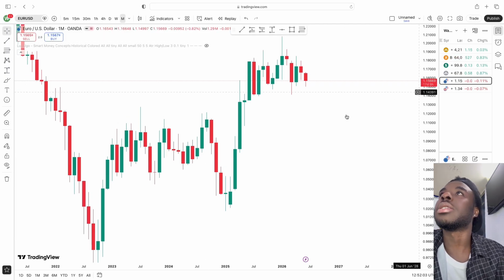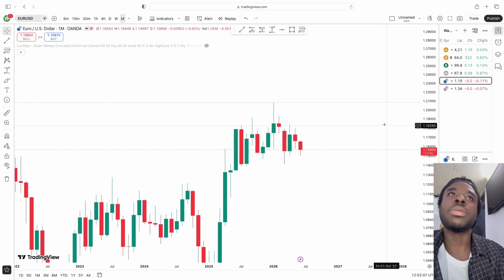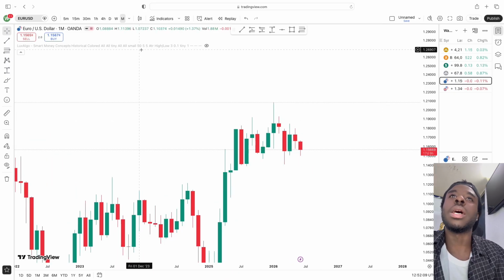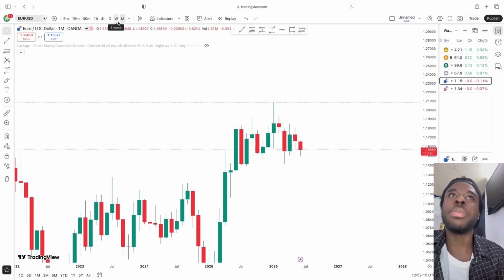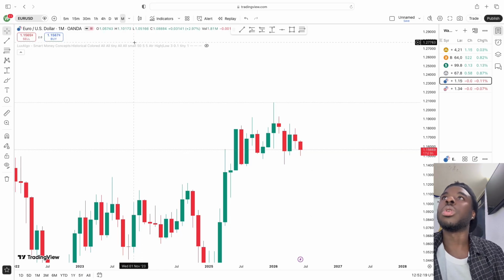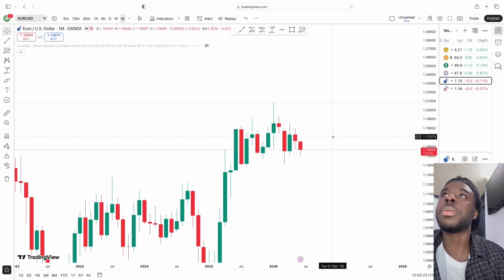So this is EURUSD. Like I said, we'll be using top-down analysis. So what are we going to do? We are going to start from the monthly time frame. Top-down analysis simply means starting from the higher time frame to the lower time frame.